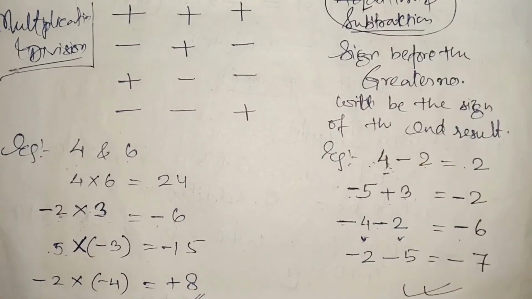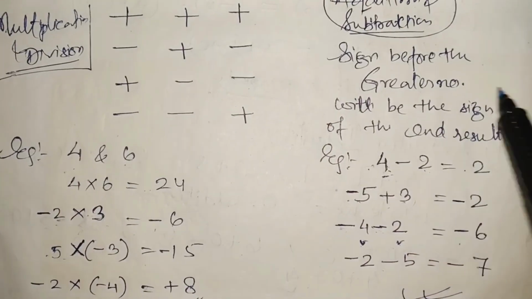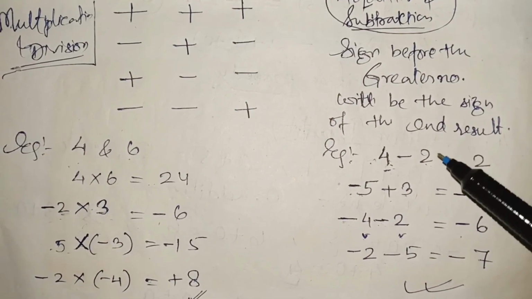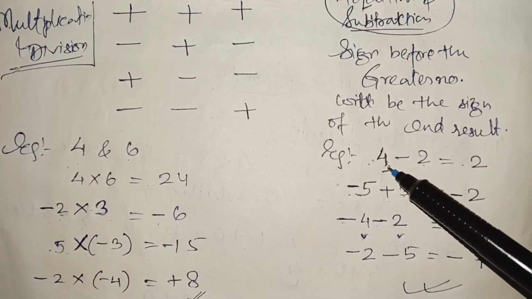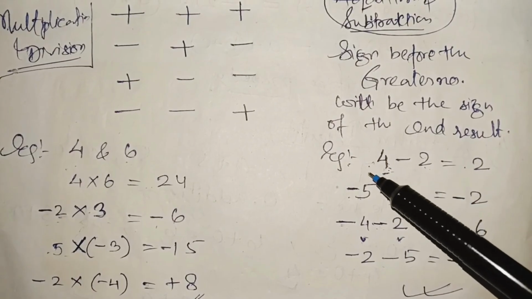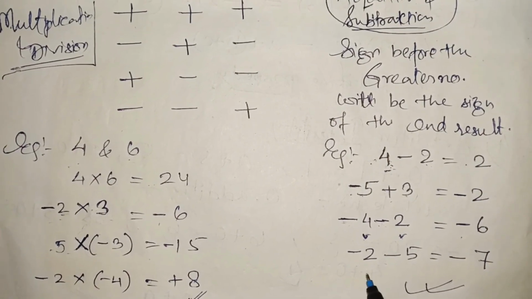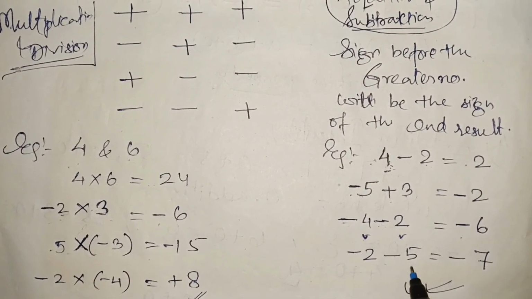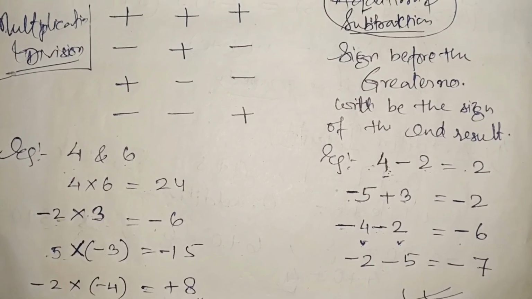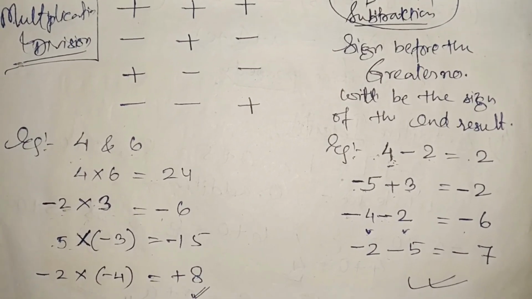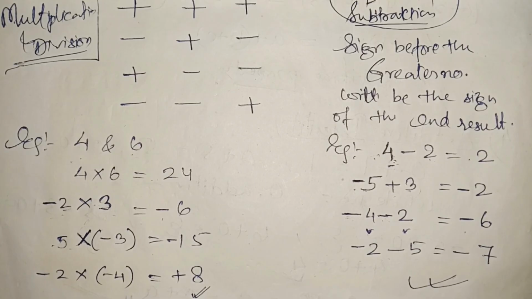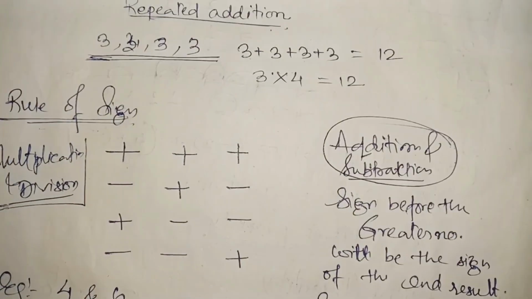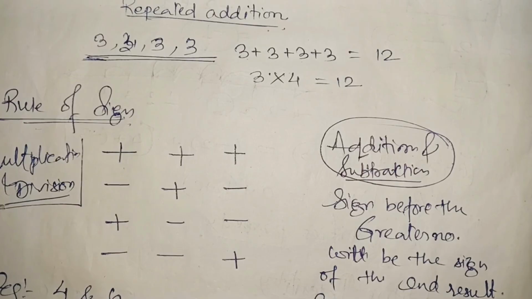But in case of addition and subtraction, what will we follow? The rule that whichever number is greater, we put the sign of that number. And if both the numbers are negative, then we just add the numbers and put a negative sign there. I think up to here it is clear to you. If you have any doubt regarding what I have taught till now, just comment below. I'll try to clear your doubts.